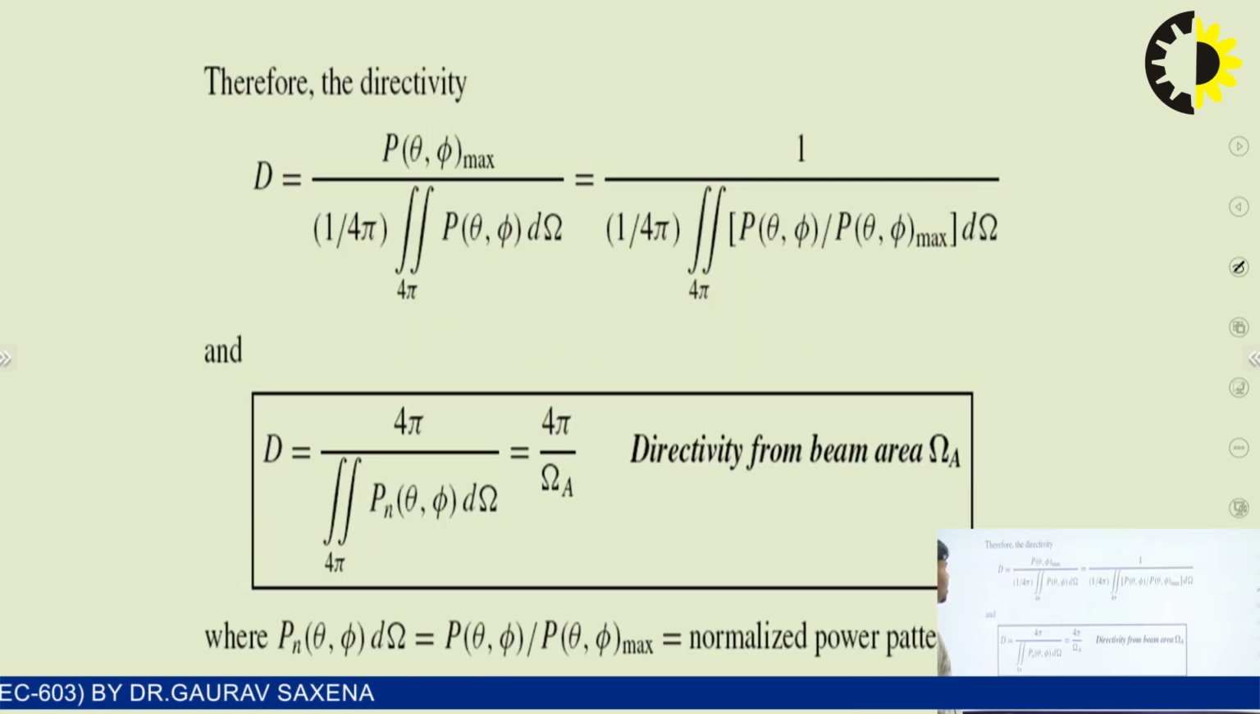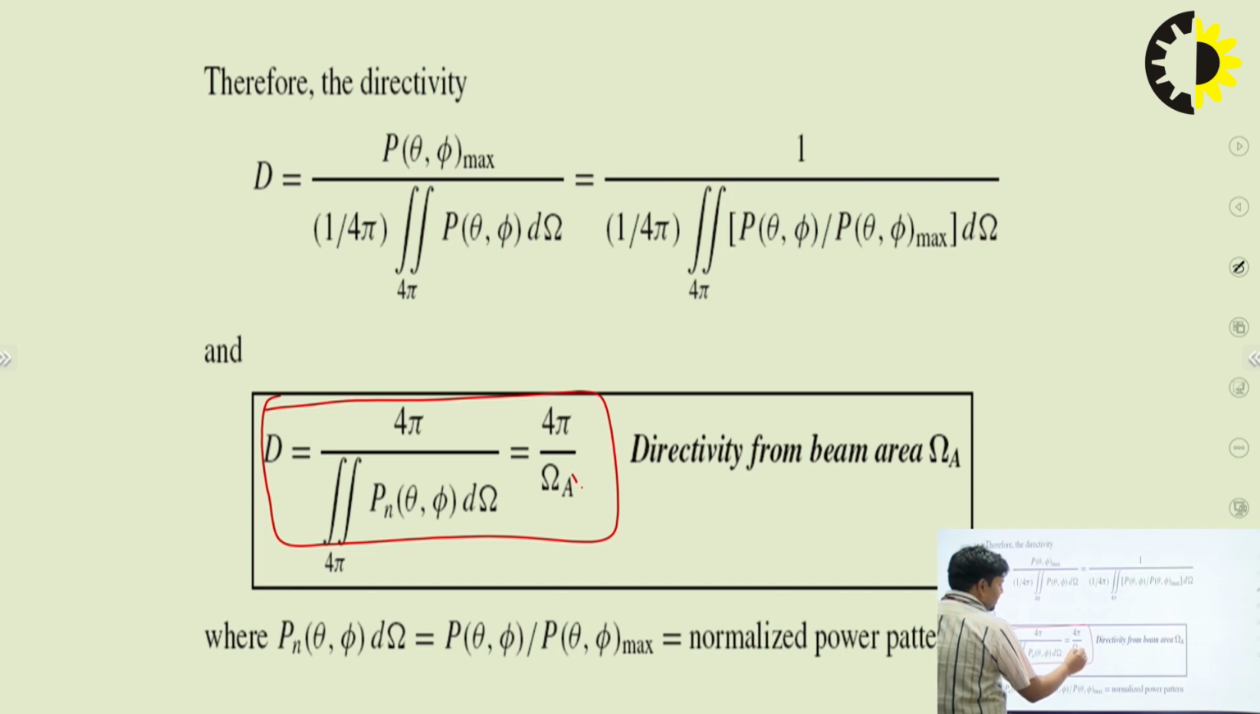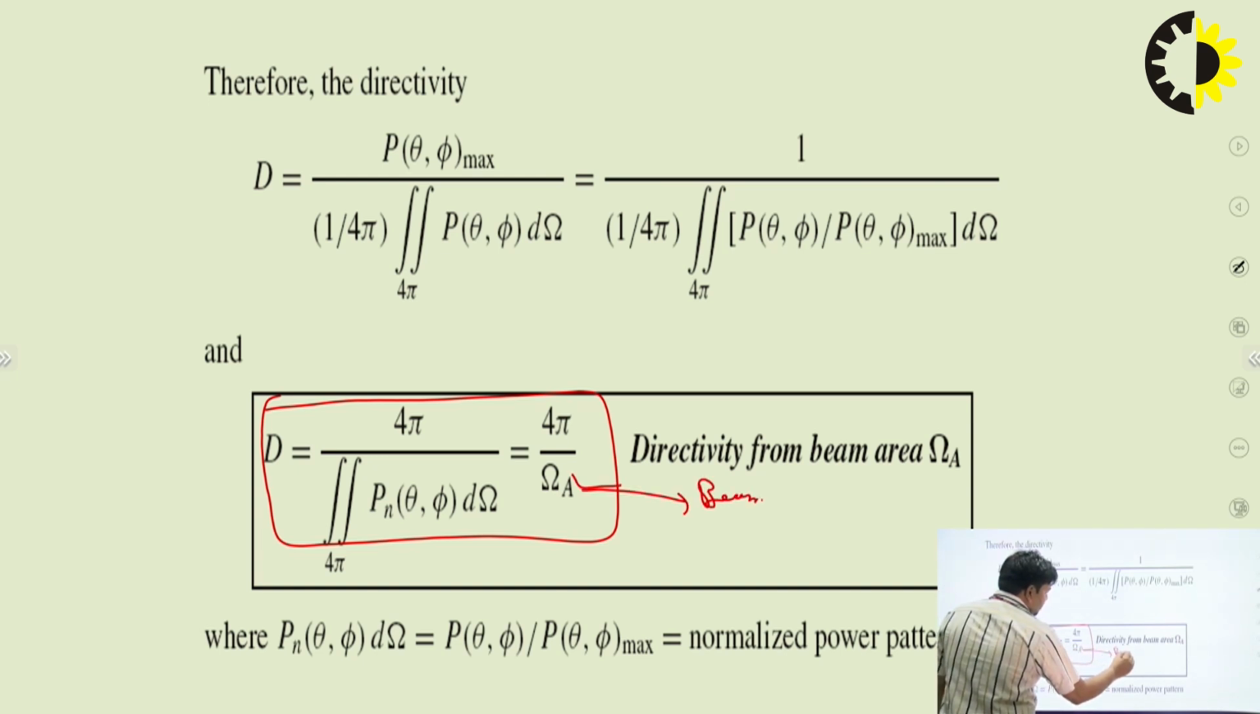So how do we calculate the directivity? Directivity is calculated by 4 pi upon omega A. Omega A is the beam area. The total beam area has to be calculated. If we calculate the total beam area, we can easily calculate the directivity of that particular antenna by using the formula 4 pi upon omega A.